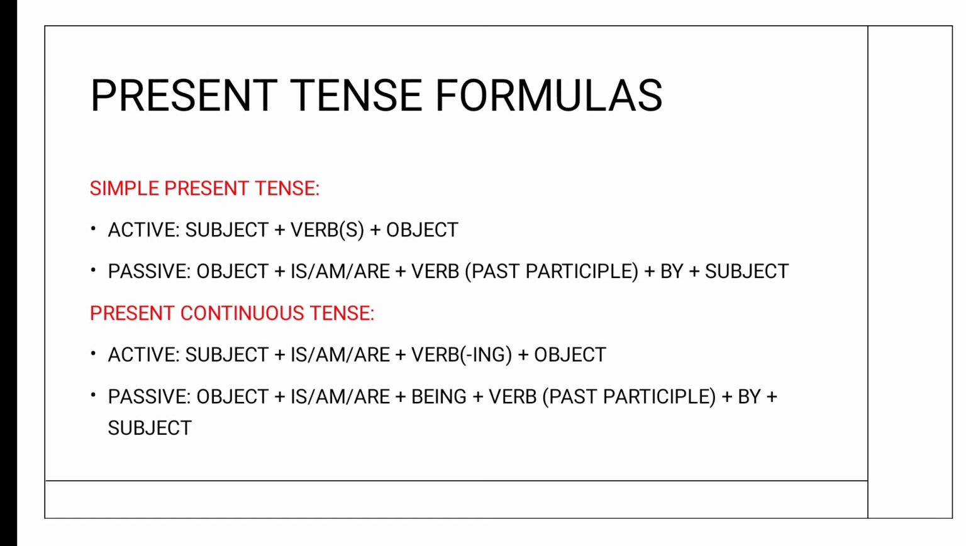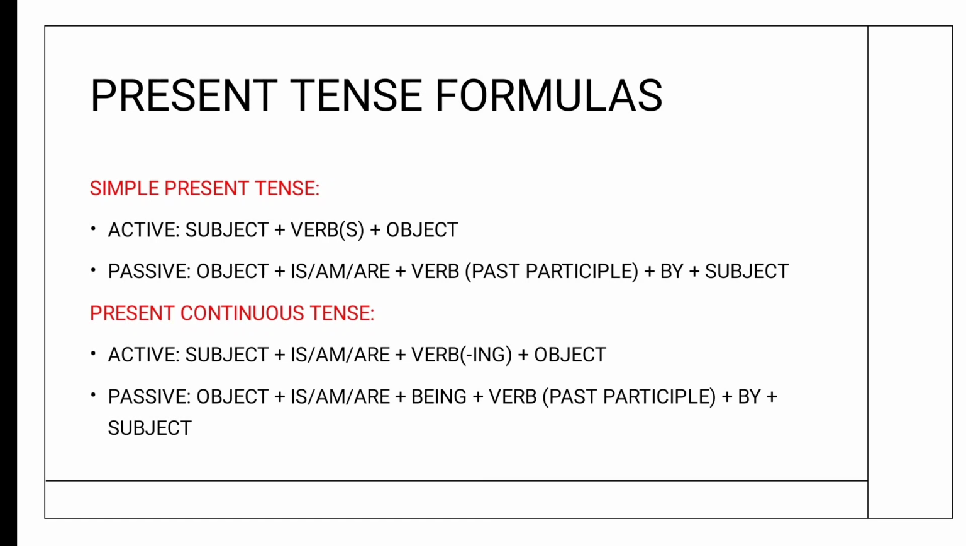Plus, we already learned the verb will convert into the V3 form of the verb. For example, we know that in the active voice, in the simple present tense, we'll get a V1 here. So V1 will convert into V3. Plus, we need to add by after the verb and before the subject. So the subject will come into the object place.